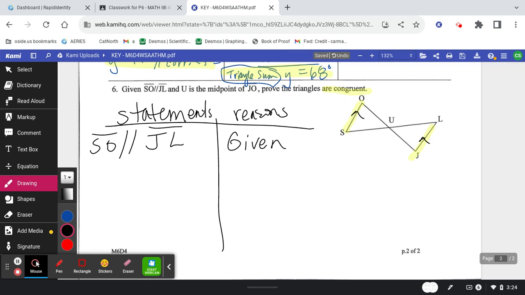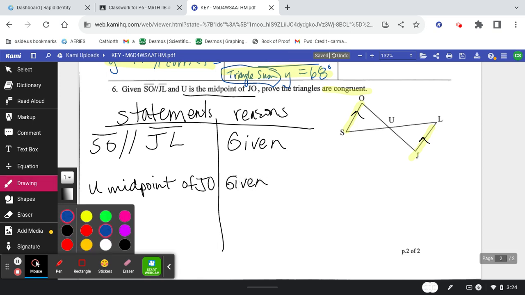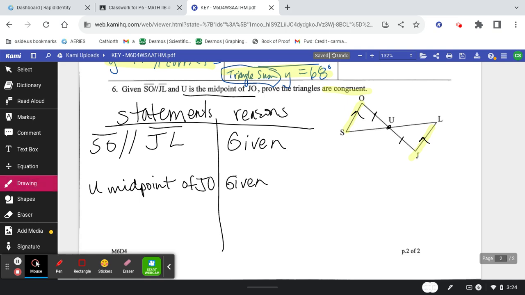All right, next, in the picture, I can see some other stuff, but I'm going to go back to the other given first. U is the midpoint of JO. So my 2 givens are accounted for. Now, what comes from the first given? U is the midpoint of JO. So if that's the midpoint, I now know that. Okay. So let's go write what comes from each of these givens.